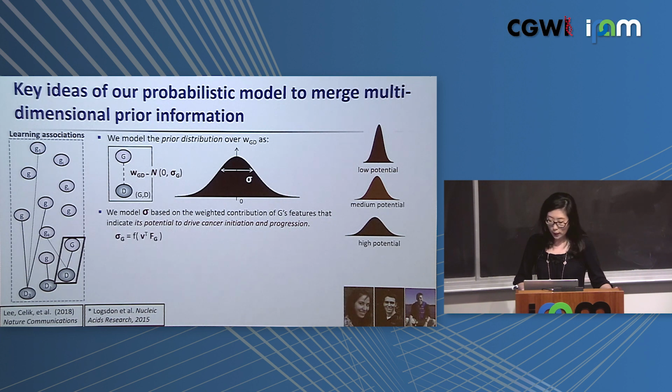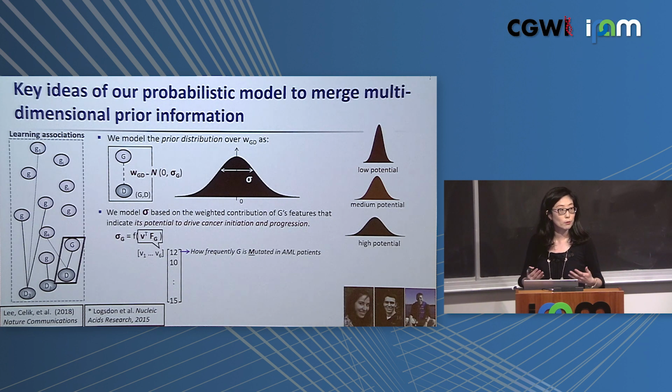So what features did we consider? This is cancer. Can anyone give me any answer? What kind of gene features would be important here? Somatic mutation. So how much the gene is mutated in AML patients? We can incorporate lots of TCGA AML sequencing data.